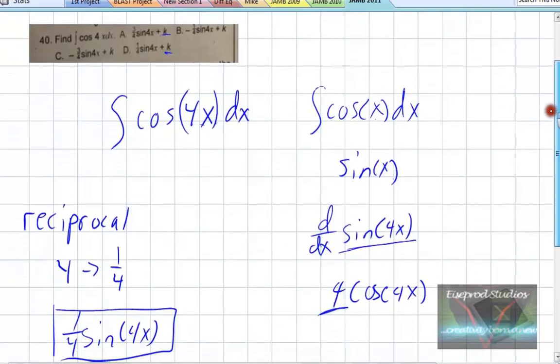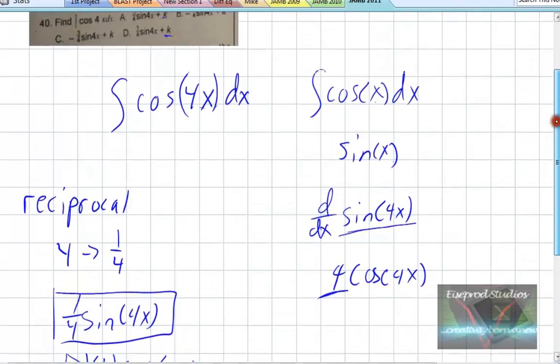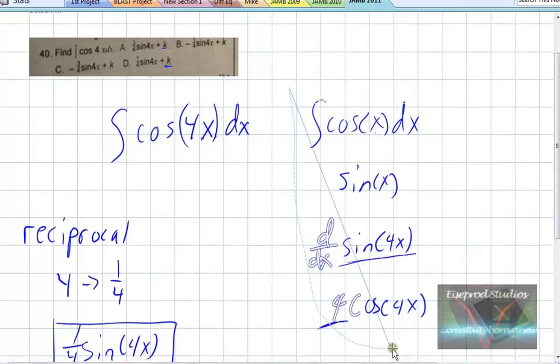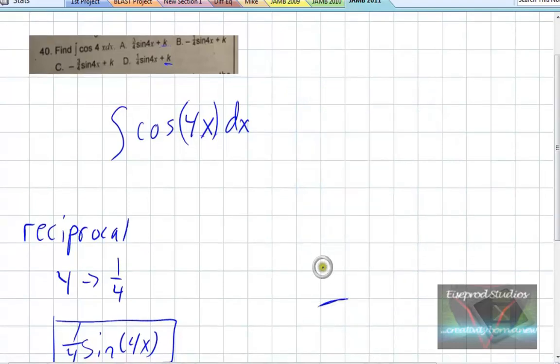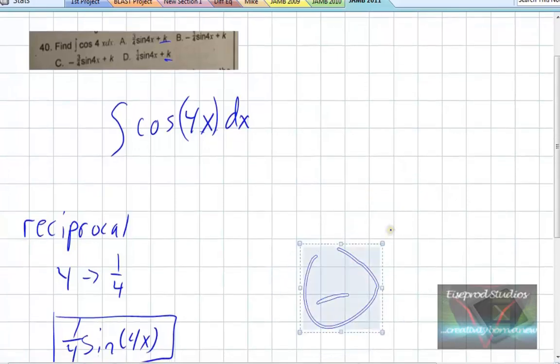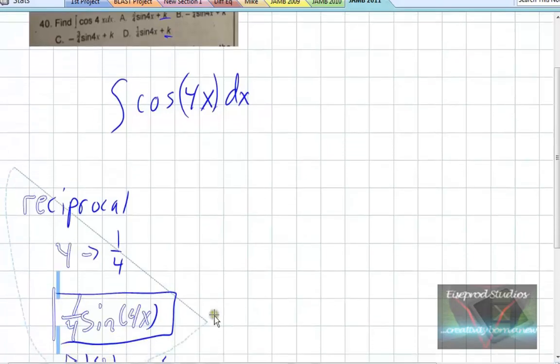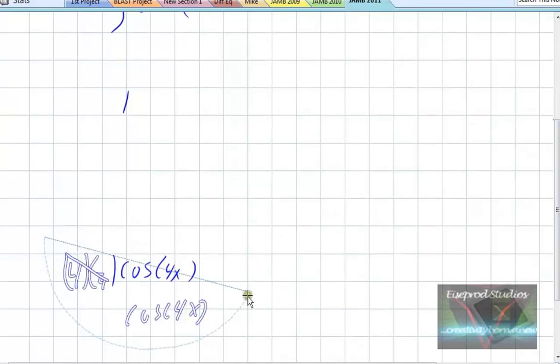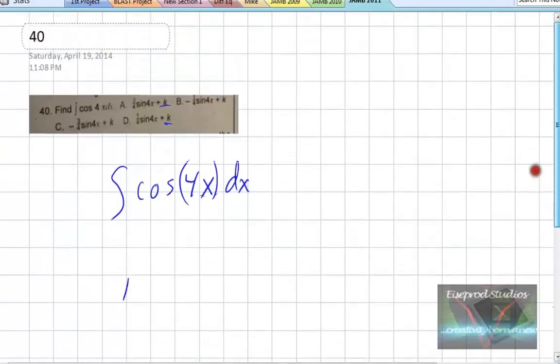But what if you can't reason yourself through it right away? There's this method called U substitution, or just substitution in general. What you would do is identify the inside function. Like I mentioned earlier, the inside function here is 4x, and the outside function is the cosine function.